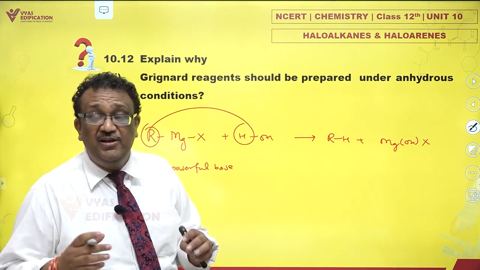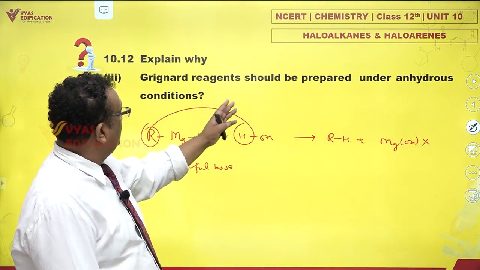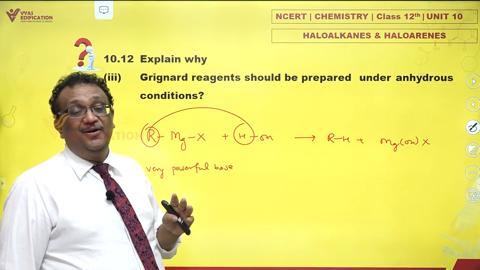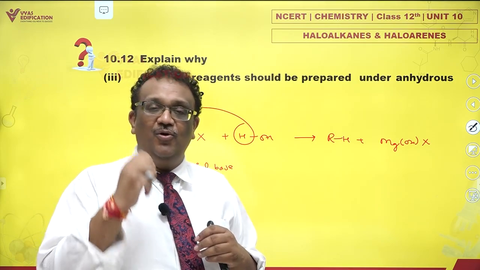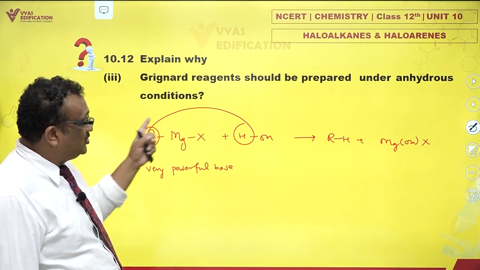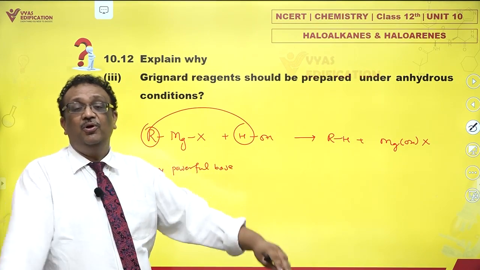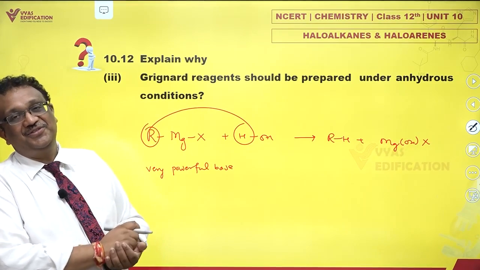Since Grignard reagents completely and instantaneously react with water, they must be prepared under anhydrous conditions. Even a trace of water vapor, any tiny bit of water, would completely and irreversibly react with Grignard and destroy it. That's why Grignard can only be prepared under anhydrous conditions.